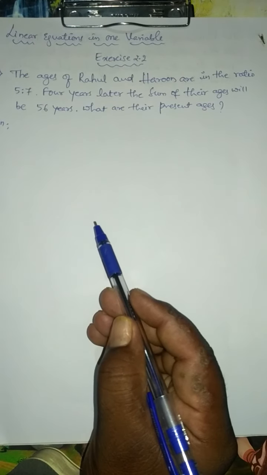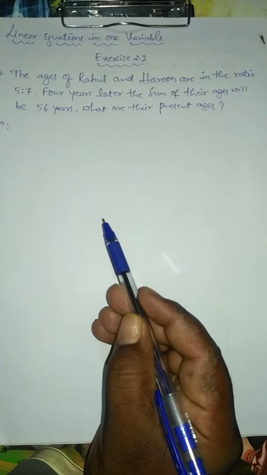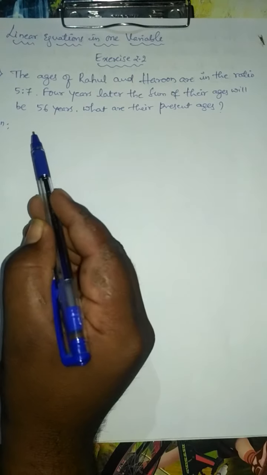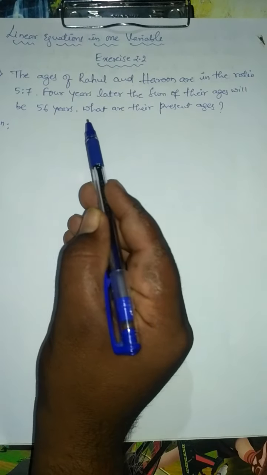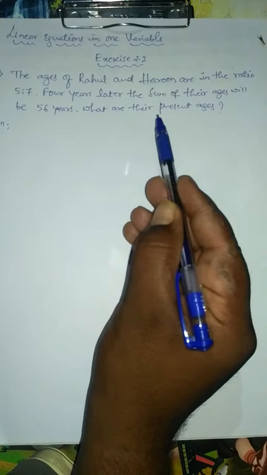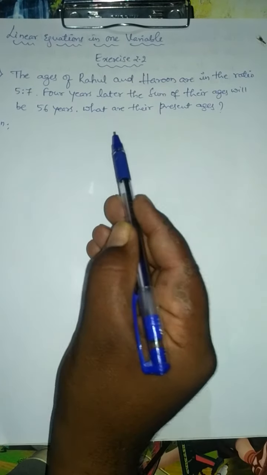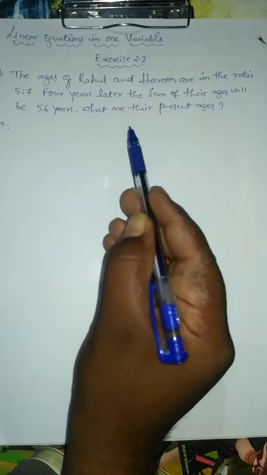So in exercise 2.2, we already discussed up to the 8th problem. Now I am going to solve the 9th problem onwards. Here the 9th problem is: the ages of Rahul and Harun are in the ratio 5:7. 4 years later, the sum of their ages will be 56 years. What are their present ages?